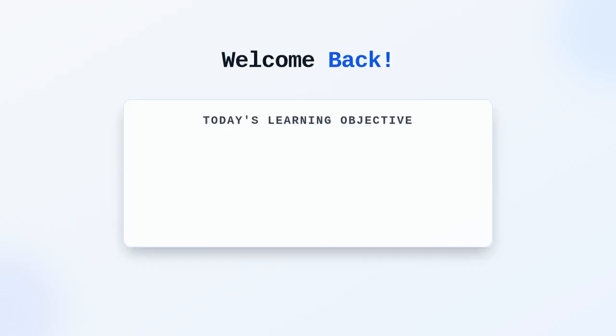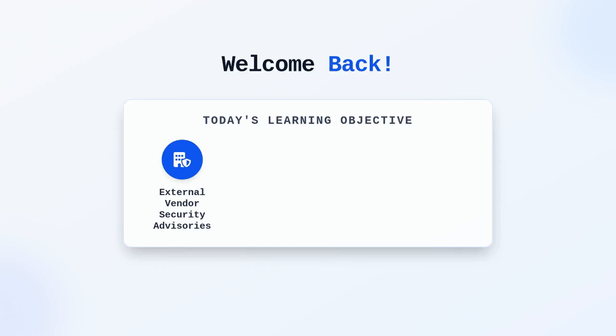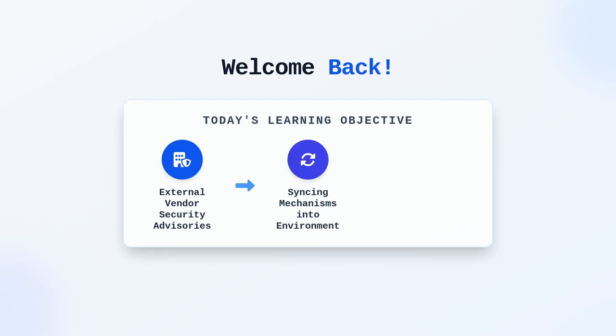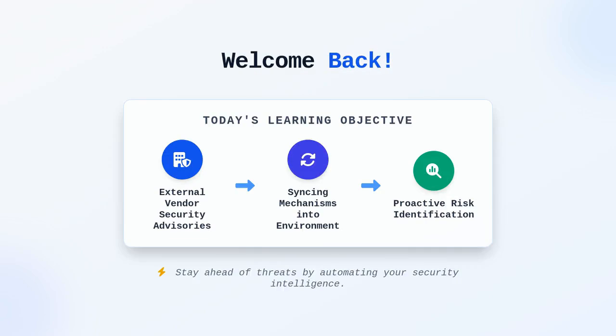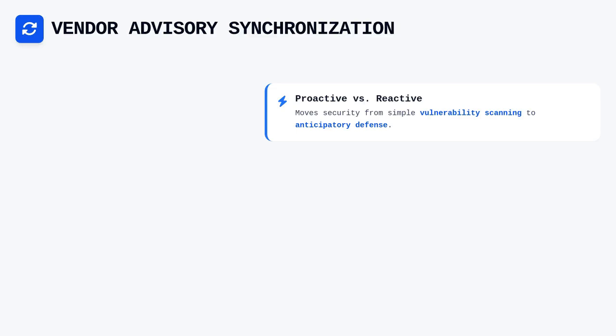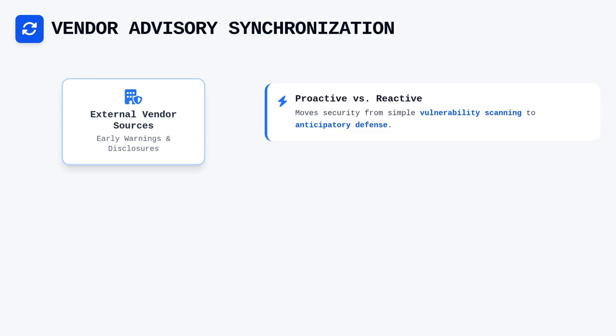Hello, welcome back. In this lesson, we will explore the mechanisms for syncing external vendor security advisories into your environment to proactively identify potential risks. Vendor advisory synchronization is a critical process for modern security operations because it moves us beyond simple vulnerability scanning. While scanners tell you what is currently present on your network, vendor advisories often provide early warnings about vulnerabilities identified by software manufacturers before they are widely exploited in the wild.